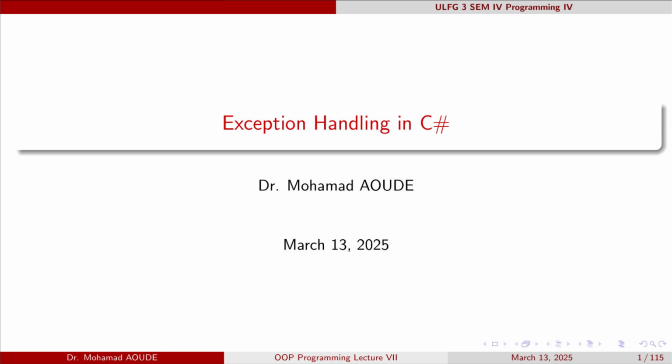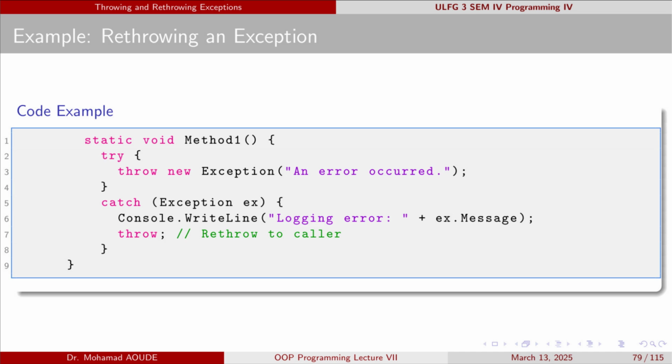Let's begin by reviewing how exceptions behave after a finally block and why rethrowing matters. Here's a classic rethrow pattern. In method 1, we throw a general exception, catch it, log it, and then use throw to pass it up the call stack. Using just throw without the exception variable is critical here. It preserves the original stack trace, helping you debug accurately.